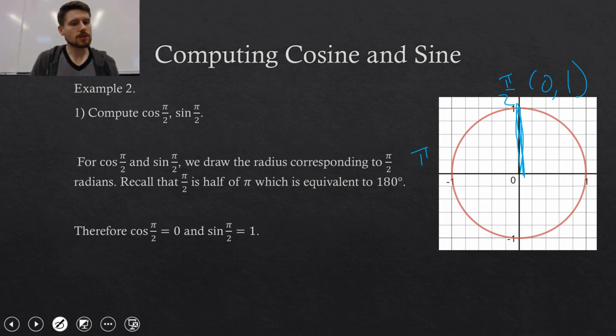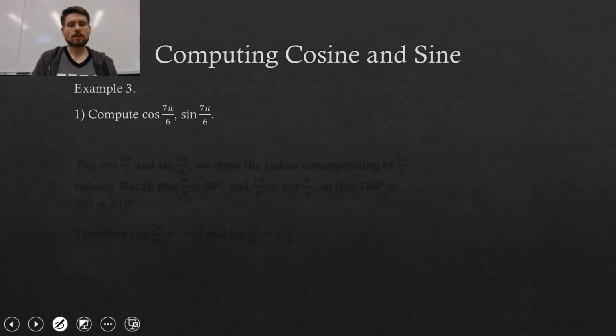So when I know the unit circle really well, all of a sudden I can find cosine and sine very quickly. I just need to know the point on the unit circle that goes with that angle. Cosine pi over 2 is 0. Sine of pi over 2 is 1. Sine is the y, cosine is the x. Let's do one more example.